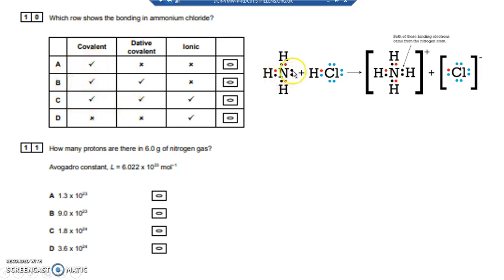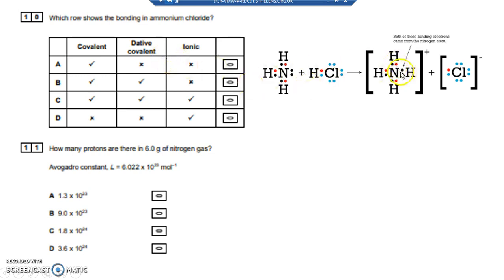Now, what actually happens is this lone pair of electrons is donated to the H, and so that pair of electrons there is from the N. So when the N bonds to the H to form NH4, that pair of electrons comes from the N to form that covalent bond here.